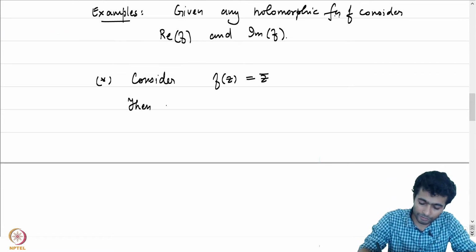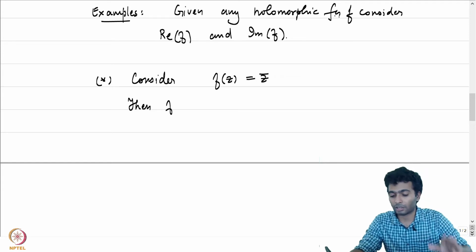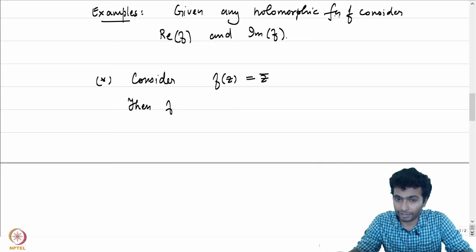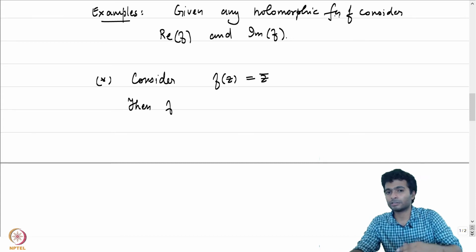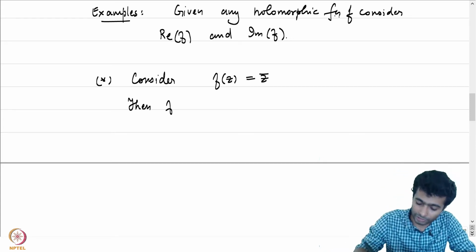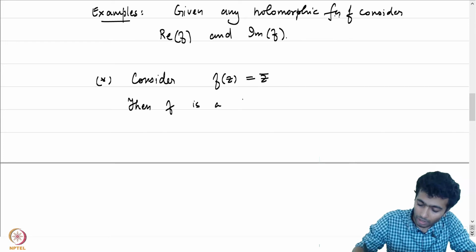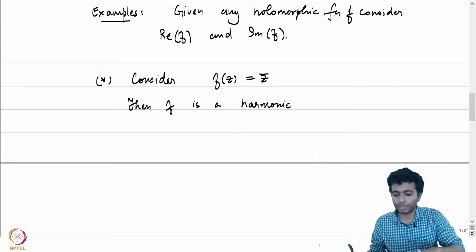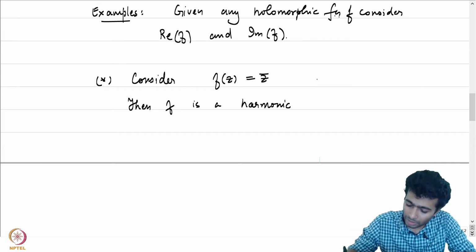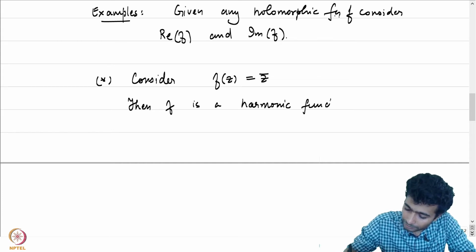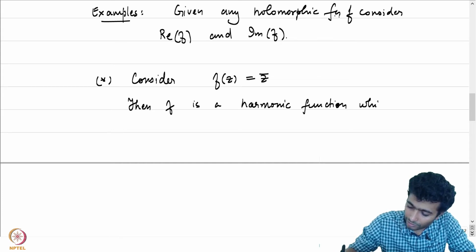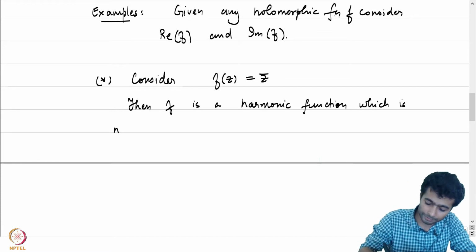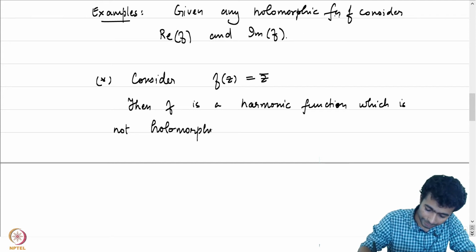Then f is harmonic, but we have already noted that the Cauchy-Riemann equations are not satisfied anywhere. So there are examples of harmonic functions which are not holomorphic. So this is not a holomorphic function, right? Notice that I have just called f to be harmonic. I just mean by this that the real part is harmonic and the imaginary part is harmonic. Then f is a harmonic function which is not holomorphic. So we are dealing with a bigger category of functions here.